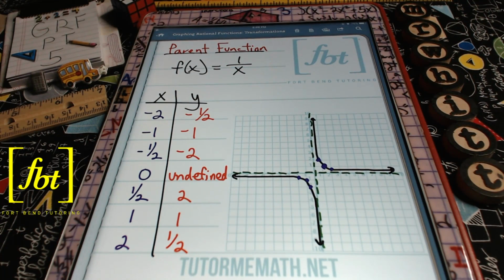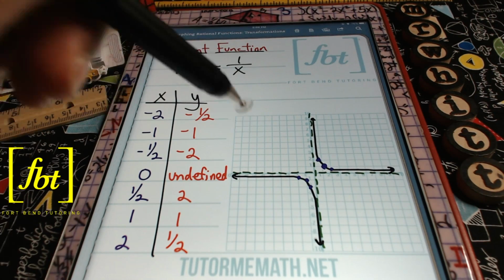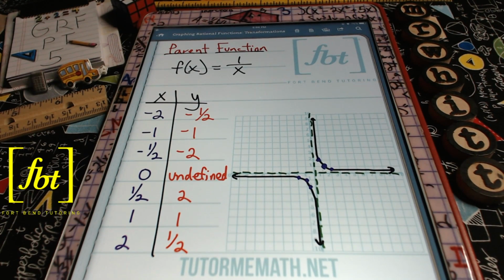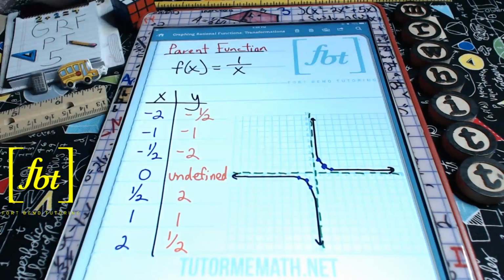Here we have our parent function, f of x equals 1 over x, and many of the problems that you'll be viewing today will be in this form. So we'll be graphing rational functions together that are in a common form. We're calling this form right here the common form for most rational functions that you'll find in your classes.